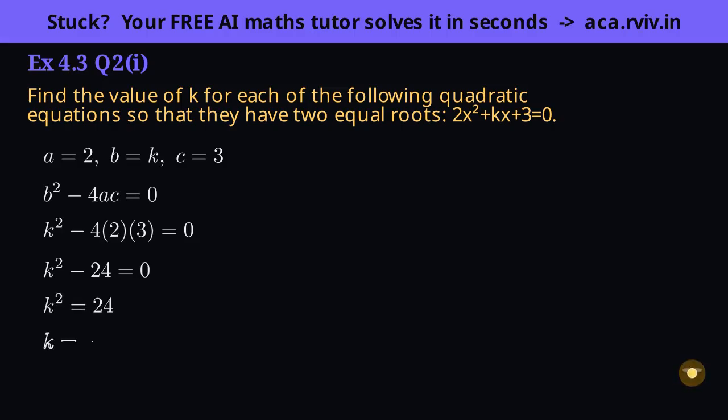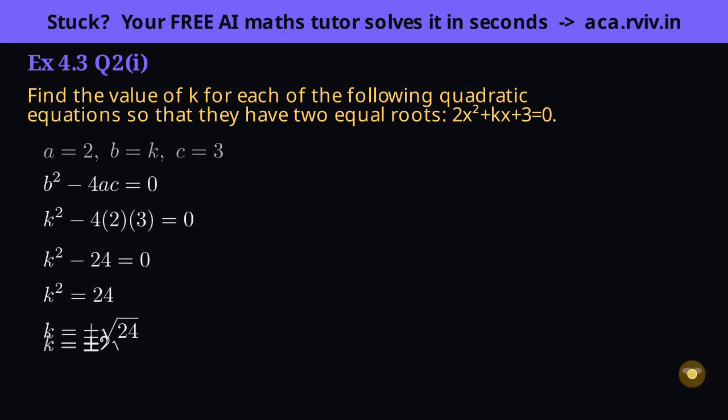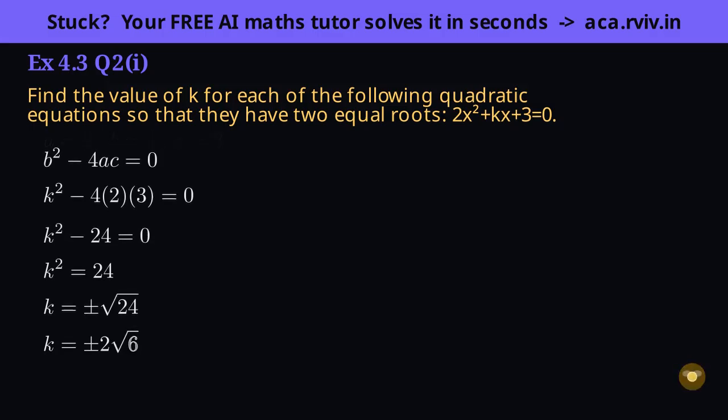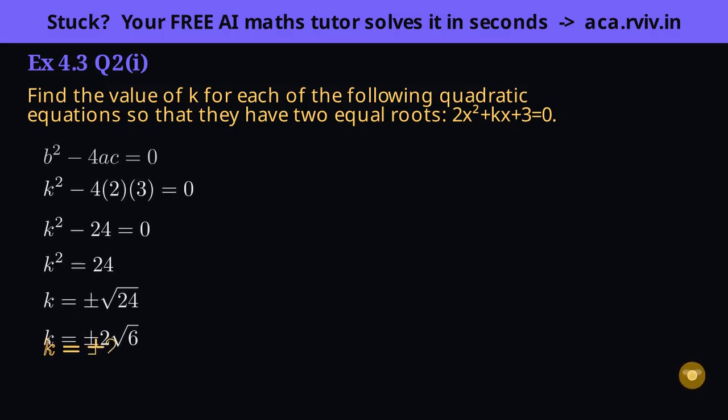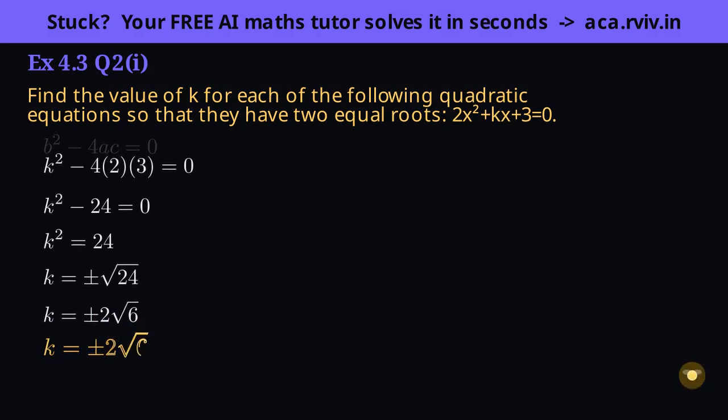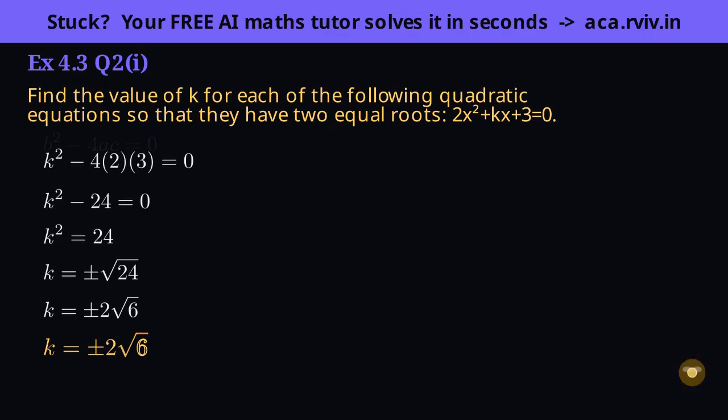Take the square root of both sides and keep both signs. A squared unknown always allows plus or minus. Simplify root 24 as root 4 times root 6, which is 2 root 6. So k is plus or minus 2 root 6. The key phrase to equation translation: equal roots is code for discriminant equals 0. Set that one condition and it hands you an equation for the unknown parameter, here pinning k to plus or minus 2 root 6.